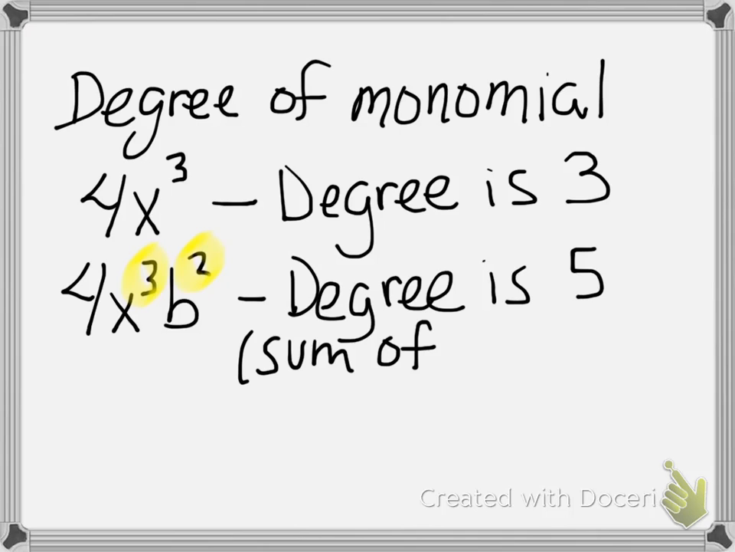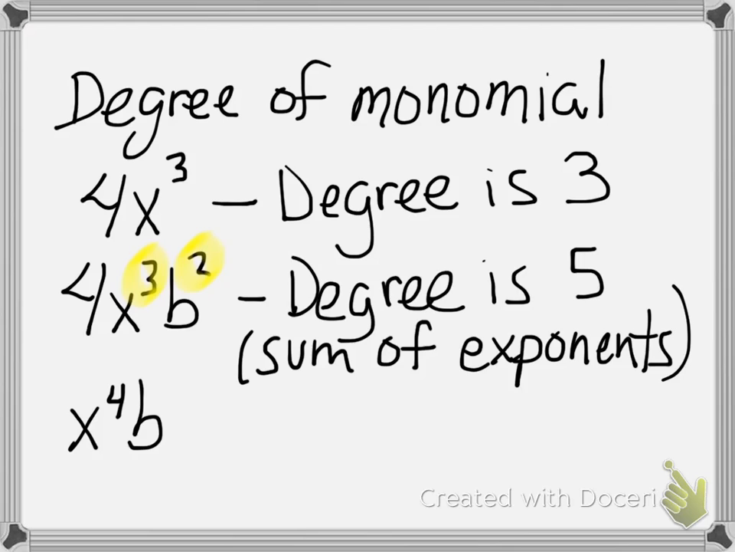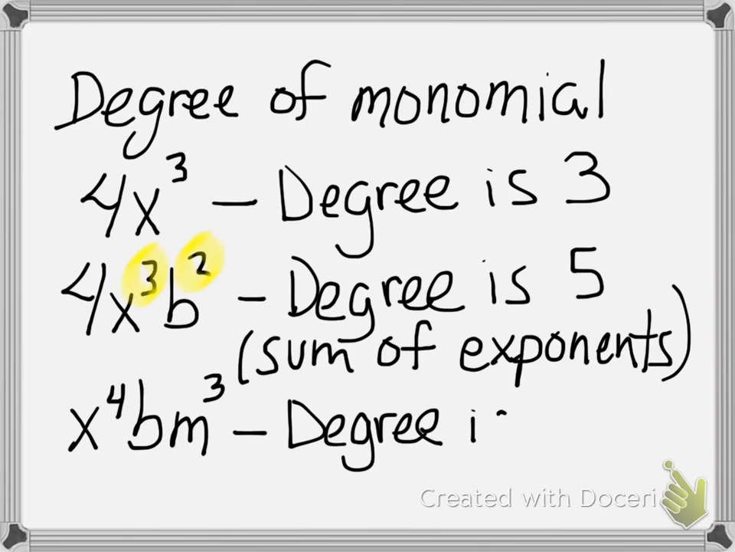The sum of the exponents. So what about x to the 4th, b, m to the 3rd? The degree of this one is 8. The reason why it's 8, I know that 3 plus 4 is 7, but remember on 12.1 when we talked about there's just an understood 1 right there. If there's no exponent above a variable, then it's understood that that's a 1. And so 4 plus 1 plus 3 is 8.